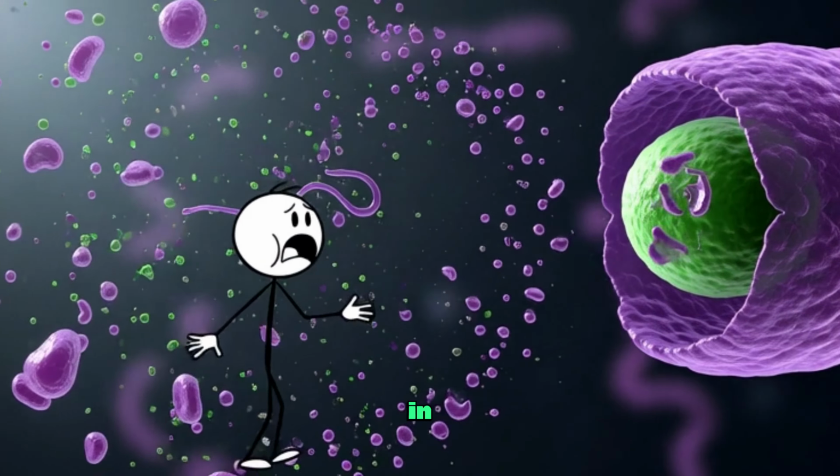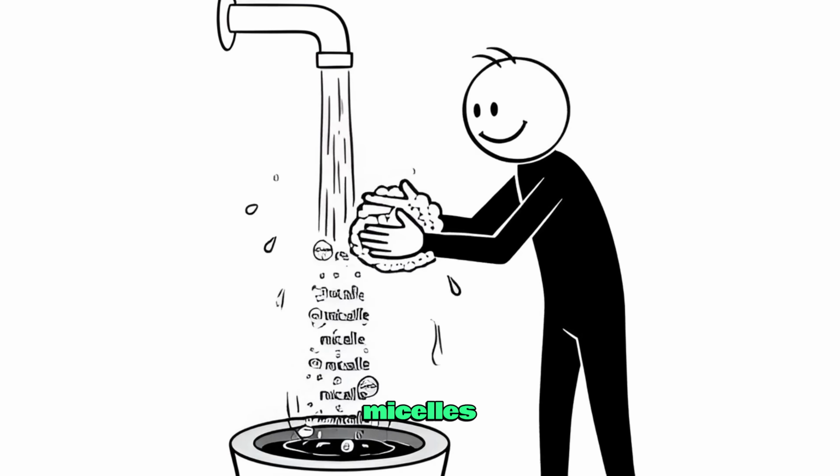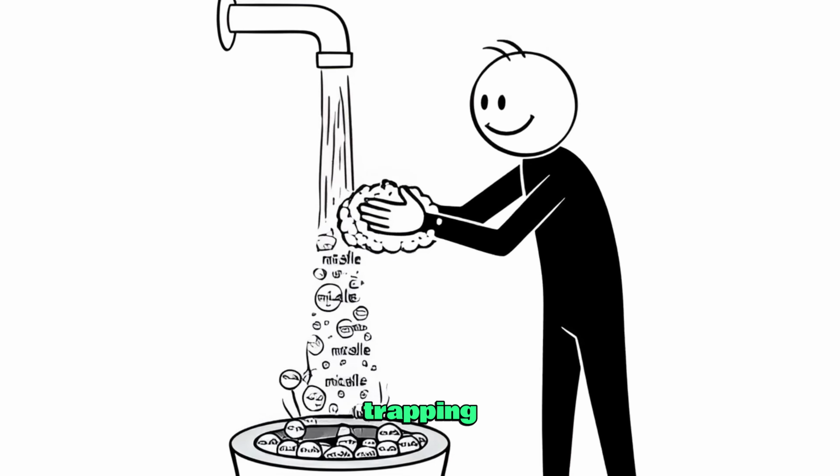But soap doesn't stop there. Those soap molecules then wrap around the germ fragments, forming tiny spheres called micelles. The hydrophobic tails point inward, holding on to the oily germ pieces, while the hydrophilic heads point outward toward the water. These micelles are like tiny cages, trapping the germ debris. When you rinse your hands, the water washes away all these micelles along with the destroyed germs inside them. Down the drain they go.